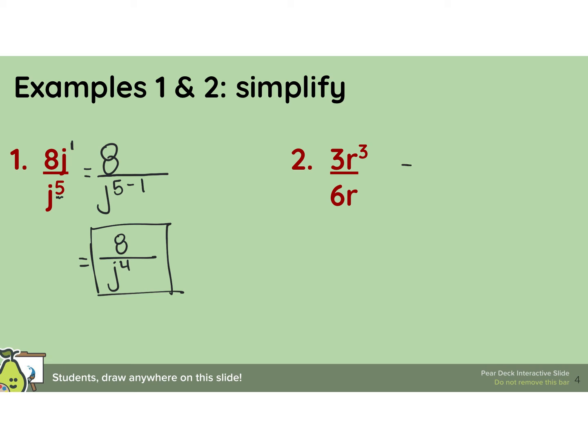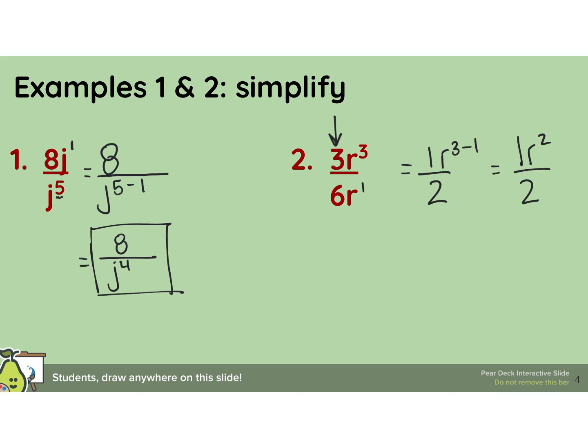Second example. So first we're going to do the numbers. So 3 divided by 6, I can reduce that to 1 over 2. So my fraction is now 1 over 2. And my variables, my exponents, the larger one is in the numerator. So I'm going to do 3 minus 1, and it's going to stay in my numerator. So I have a 1, and it's now r to the 2nd power over 2.